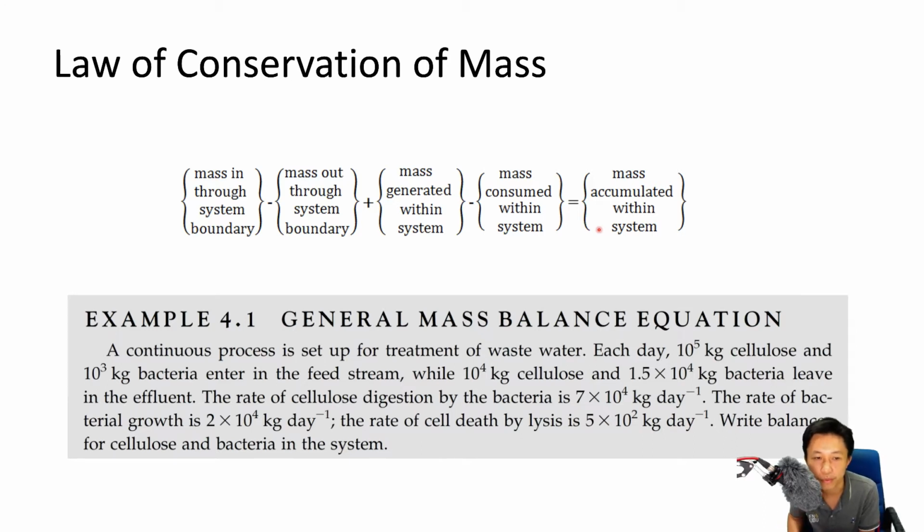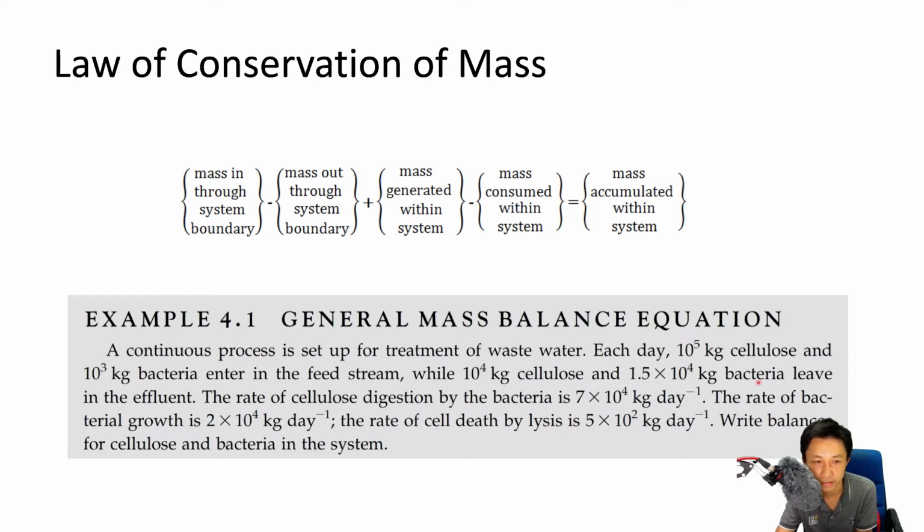This is an example of how to use this equation. It's a continuous process set up to treat wastewater. Each day, 100 kilograms, 10 to the 5, of cellulose and 1,000 kilograms of bacteria enter into the feed stream. And 10,000 kilograms of cellulose and 150 kilograms of bacteria leave.